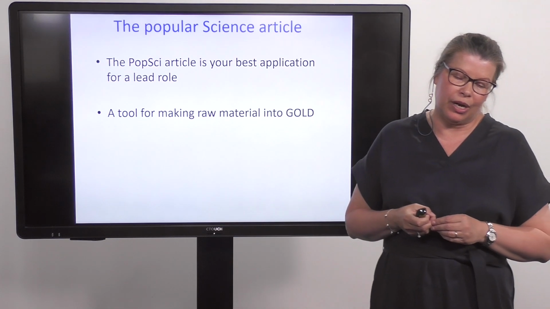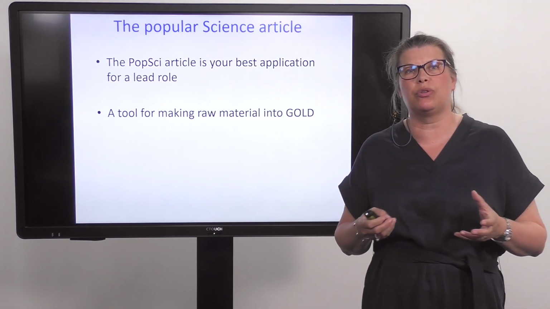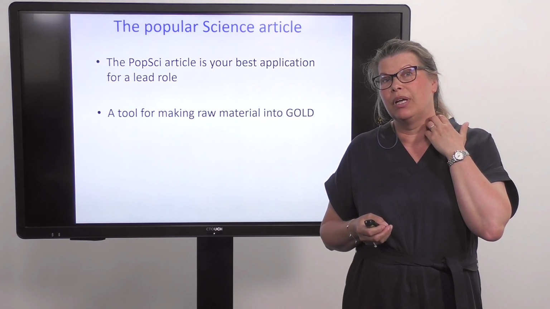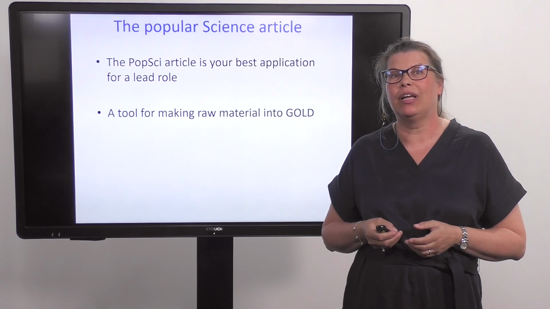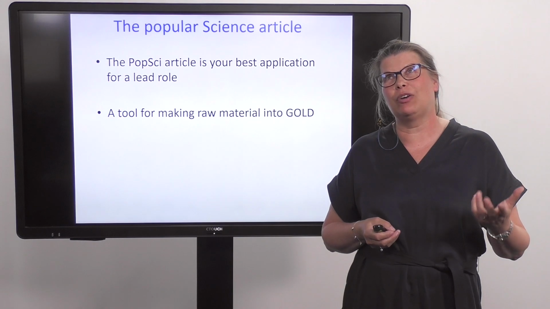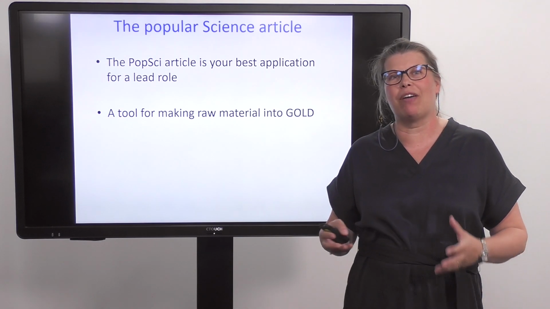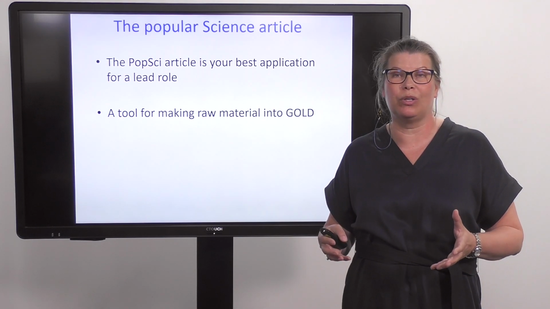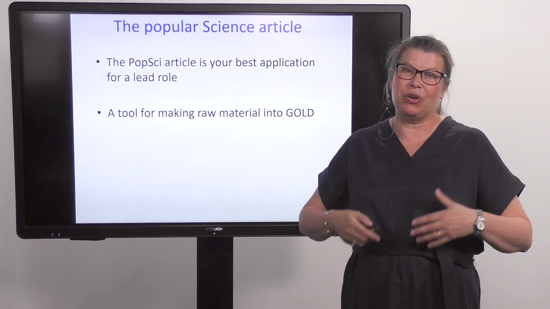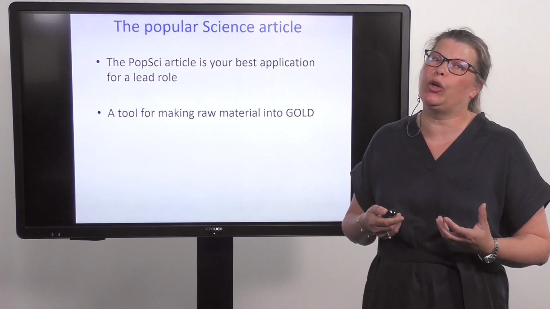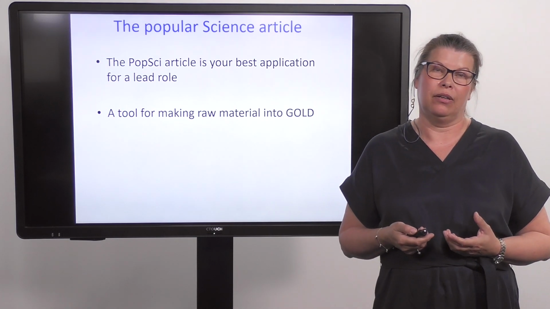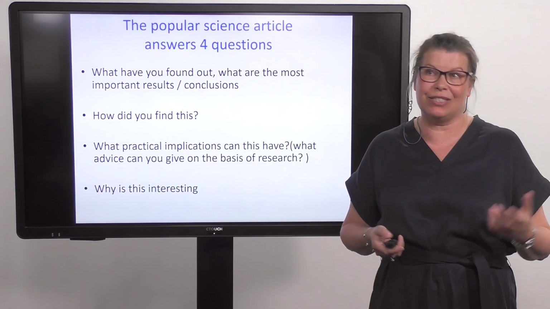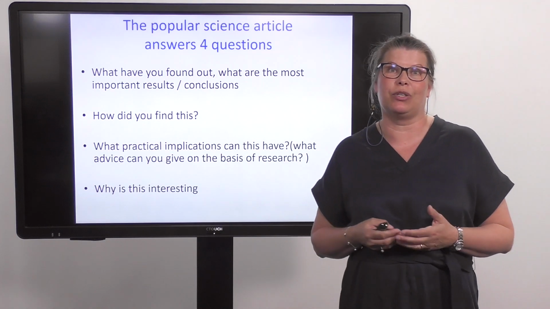Another way to disseminate your research is through the popular science article. In it, you're the lead role. You are the main author. And very often, I look upon the popular science article as a way of making raw material into gold. Because when you're writing well about your science, people get curious about what else you've done. So you get a lot more clicks, you get a lot more attention for your research.